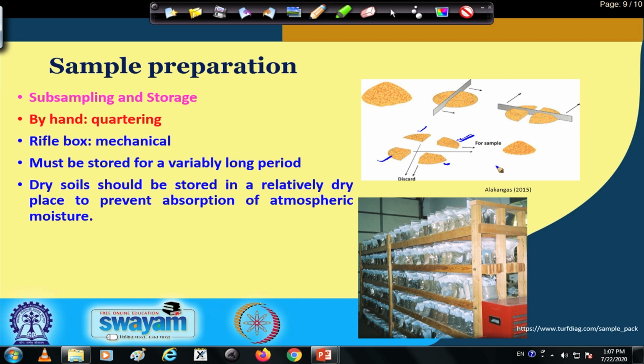Although this method is known as the quartering process, in the case of mechanical subsampling, you can use riffle boxes. After you produce a subsample, you can store it for a variable time period. Dry soils should be stored in a relatively dry place to prevent the absorption of atmospheric moisture. After all this processing, you can store the samples for a longer duration of time for future analysis.